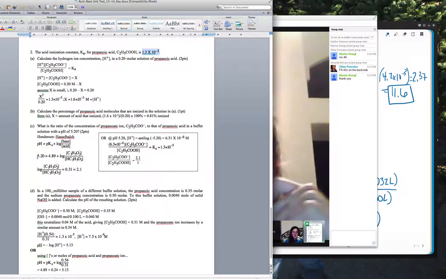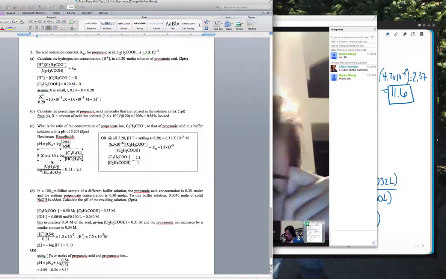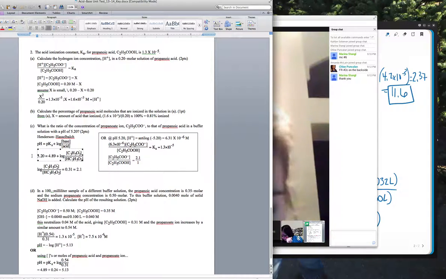So what you end up with is the 5.2, you subtract the 4.89, so then you get the 0.31. So then you have 0.31 is equal to log of the ion over the acid. And so when you want to eliminate the log, if you're trying to find this number right here, you just do 10 to the negative 0.31. Let me just double check. I'm pretty sure that's right. 10 to the negative 0.31.